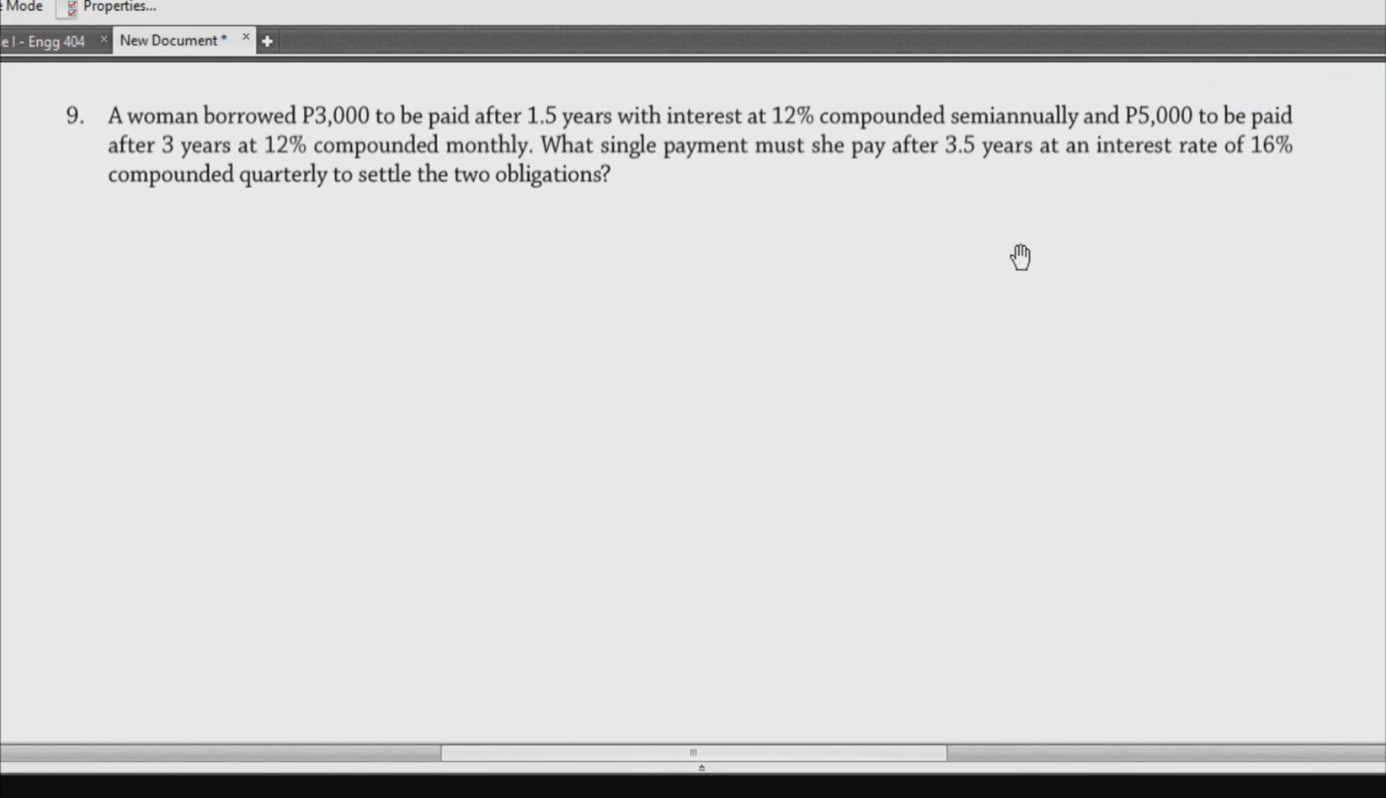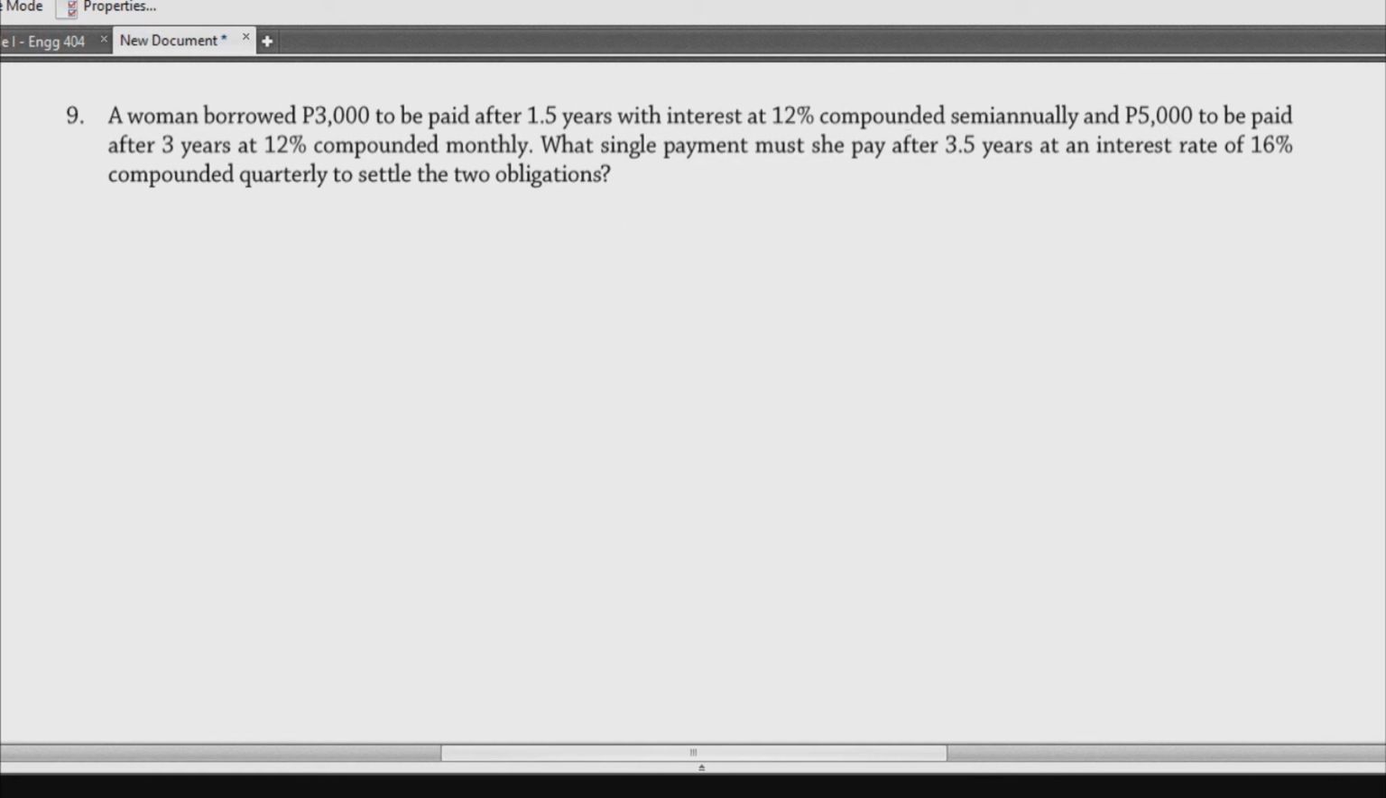Okay, now for the next problem, we have a woman who borrowed 3,000 to be paid after 1.5 years with an interest rate of 12% compounded semi-annually, and 5,000 to be paid after 3 years at 12% compounded monthly. What single payment must she pay after 3.5 years at an interest rate of 16% compounded quarterly to settle the two obligations? So here, we need a cash flow diagram so we can analyze it, because this is a bit complicated.